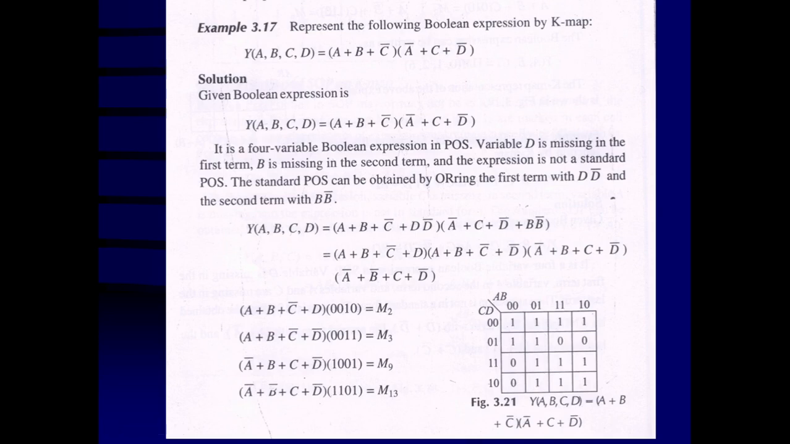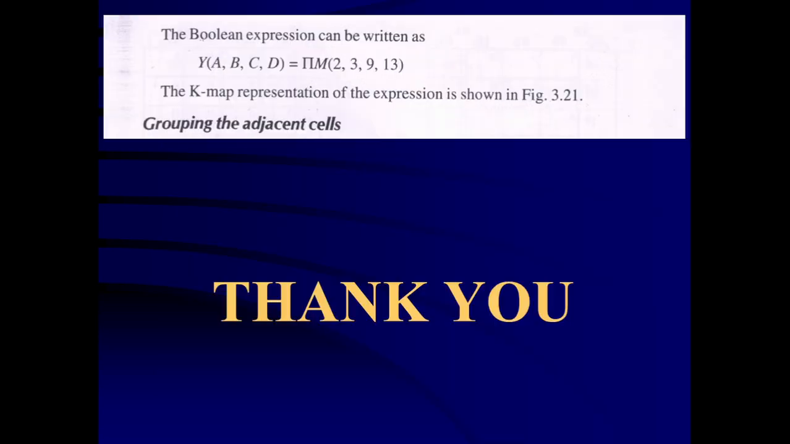So opposite to the sum of product form, here corresponding to the max terms we are going to write zeros, and the remaining spaces we are going to write with 1s. The Boolean expression can be written as Y is a function of ABCD, equal to capital Pi M 2, 3, 9, 13, and the Karnaugh map representation of the expression is shown in figure 3.21.